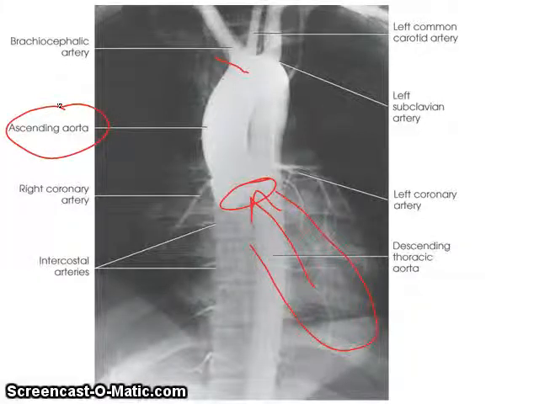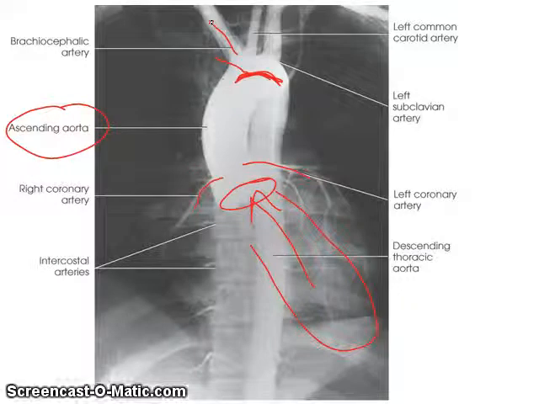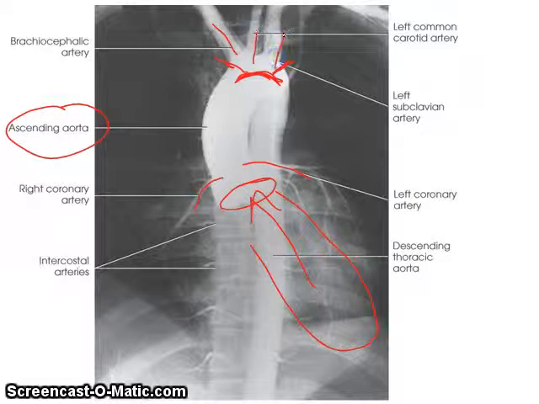The first branches off the aorta are the right and left coronary arteries. So here's the right coronary artery, here's the branch off the left coronary artery. Those are considered the first branches off the aorta. However, the first branch off the aortic arch is the brachiocephalic. The aortic arch is from the brachiocephalic artery to the left subclavian artery. So the three branches off the arch are the brachiocephalic, the left common carotid, and the left subclavian.